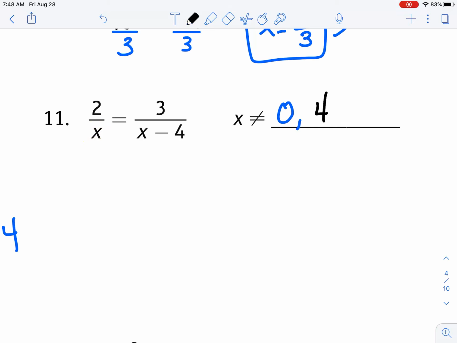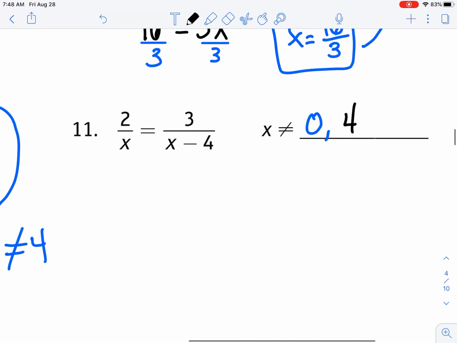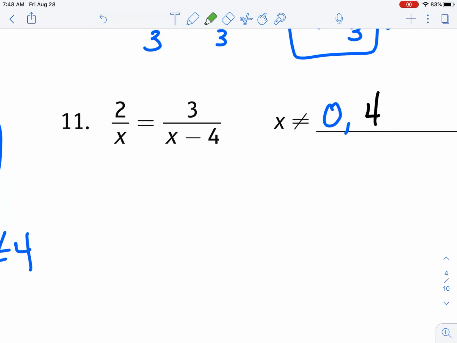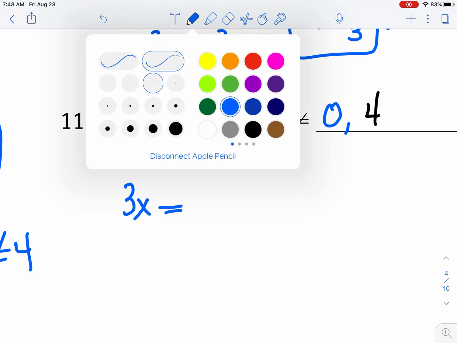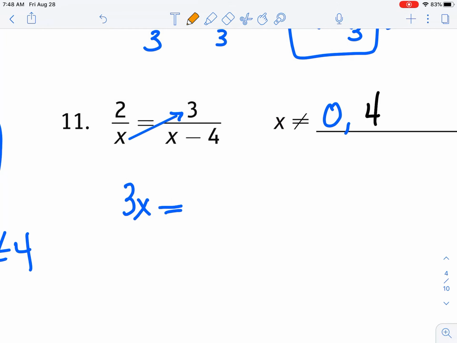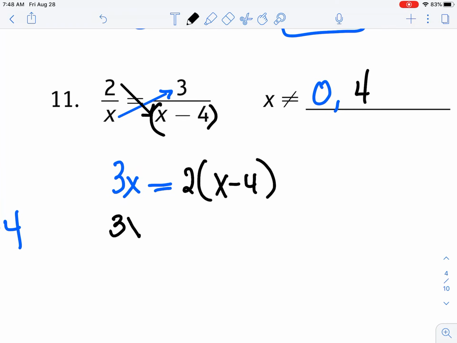All right, so now we have our excluded values. We have 2 of them, 2 different expressions, both with variables in the denominator. So at this time, I'm going to just solve these using the cross product because I do think that that's faster. Okay, so I'm going to go x times 3, 3x, and I'm going to put parentheses around the expression here and go 2 times the quantity of x minus 4. So I'm doing the cross product. Now you get 3x equals 2 times x is 2x. 2 times a negative 4 is a negative 8.